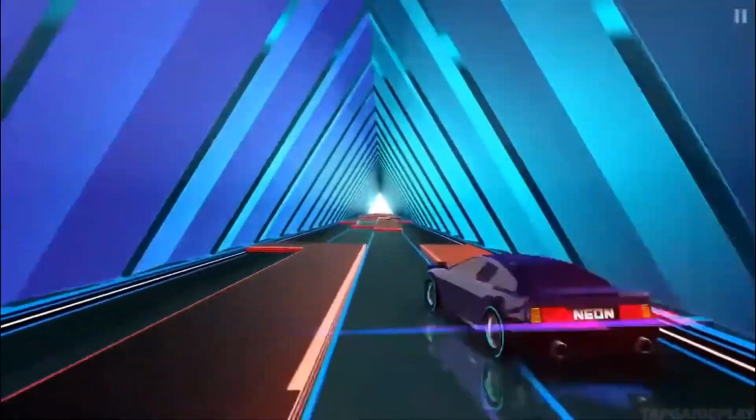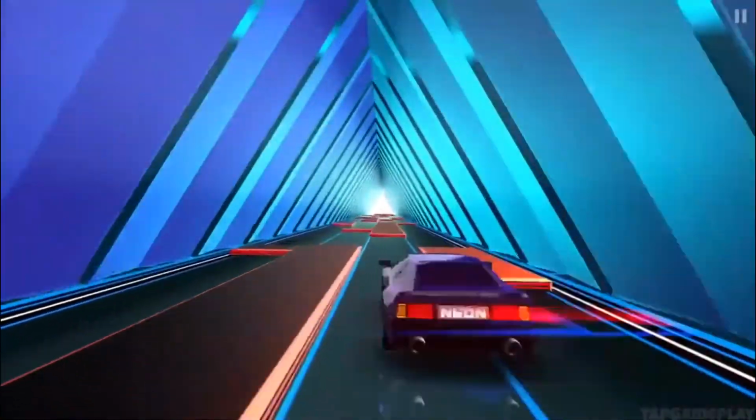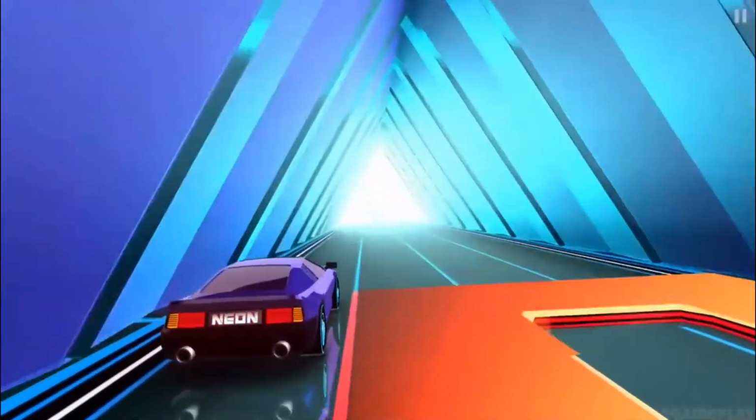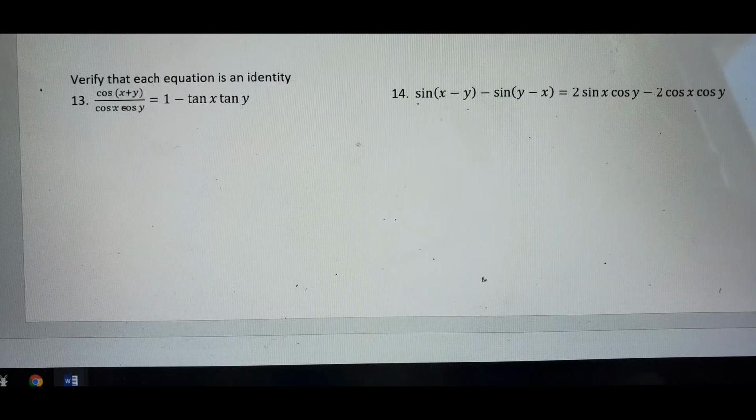So before we get into Worksheet D, I did get a question about Worksheet C, the last two problems on there, number 13 and 14. Number 13 and 14 say verify that each equation is an identity. So this is basically the same thing you were doing on Worksheet B, but you're using those sum and difference identities that we had on Worksheet C to kind of help with these, and I'll show you what I mean.